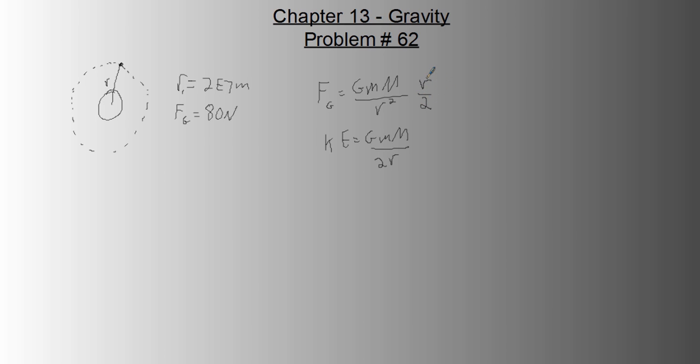Because if we multiply the force by r, then one of these r's down here cancels with this r, and so we're left with one r on the bottom, which makes it look like kinetic energy. And then if we divide by 2, then this 2 appears as well. So if we add this factor, then it looks just like kinetic energy. So we can use that to our advantage. And we know that the force is 80, so all of this equals 80 times r over 2. And that will get us the kinetic energy.